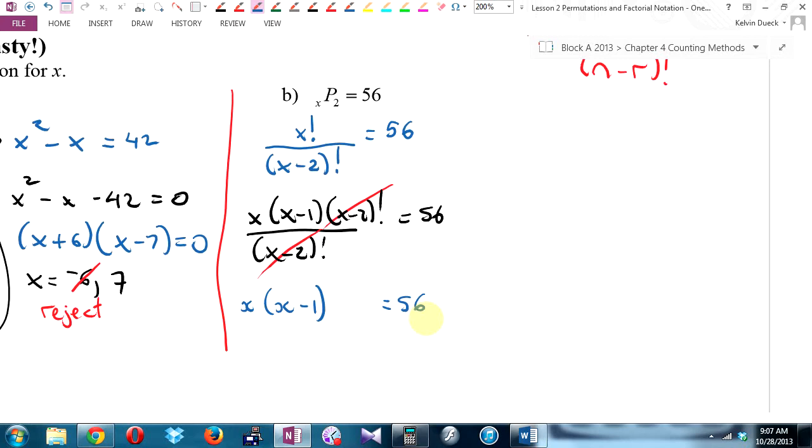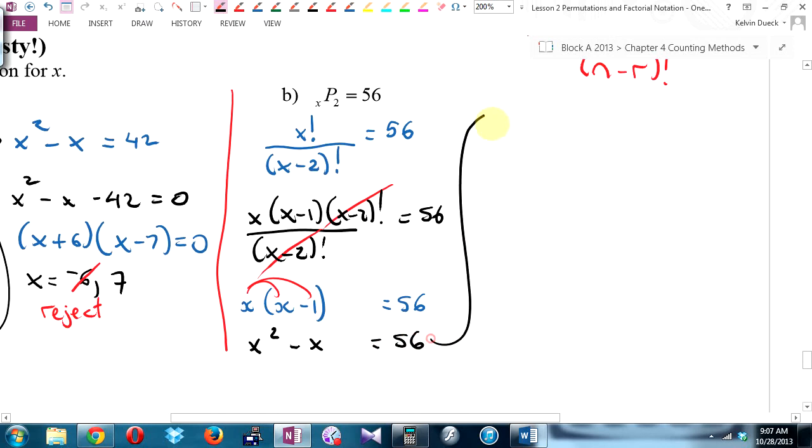Now what? Freezing's not acceptable. Now what? Oh, front door. I think he calls it front door bomber. It's really called expanding, but that's okay. So if I hear you correctly, you're saying it's x squared minus x equals 56?